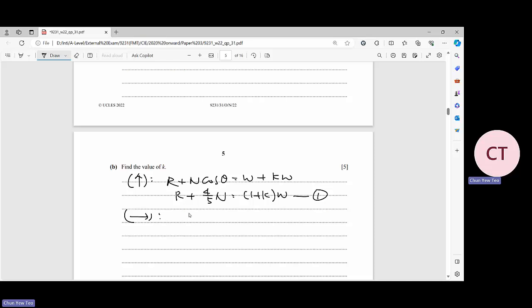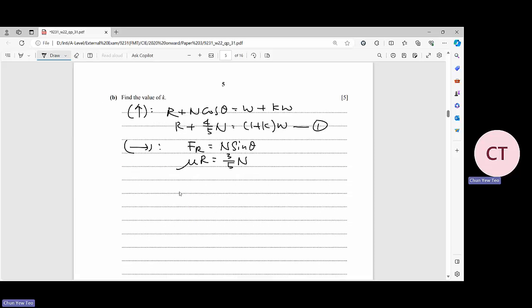If you resolve the forces horizontally, you will get Fr is equal to N sine theta. Fr is mu R. Sine theta, just now refer to the diagram again, the triangle. So you have 3/5 N. What is mu? In the question, mu is given as 6/7. R you do not know. But from here, you can find that R can be written as 7/10 N. That is your second equation. So obviously 2 into 1.